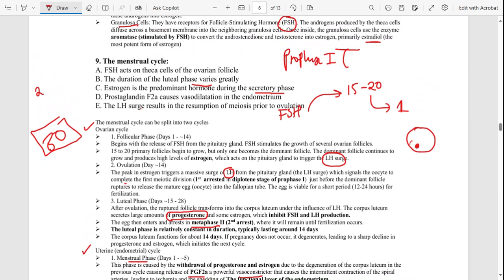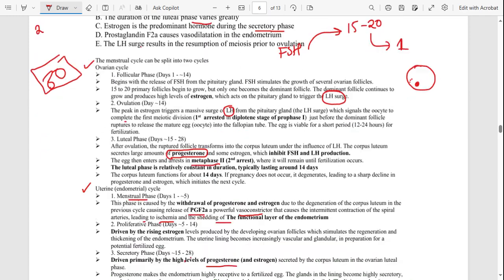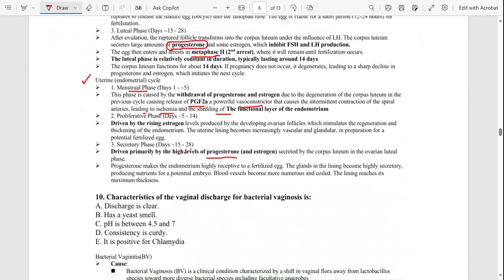He's saying the luteinizing hormone surge results in the resumption of meiosis prior to ovulation, and that's true. The resumption of meiosis, because of the first arrest.